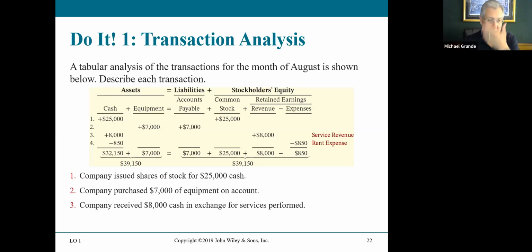And number 4, cash goes down, an expense is increased, it's rent expense. So remember, an expense reduces equity. That's why it's a minus over there. Company paid $850 for this month's rent.